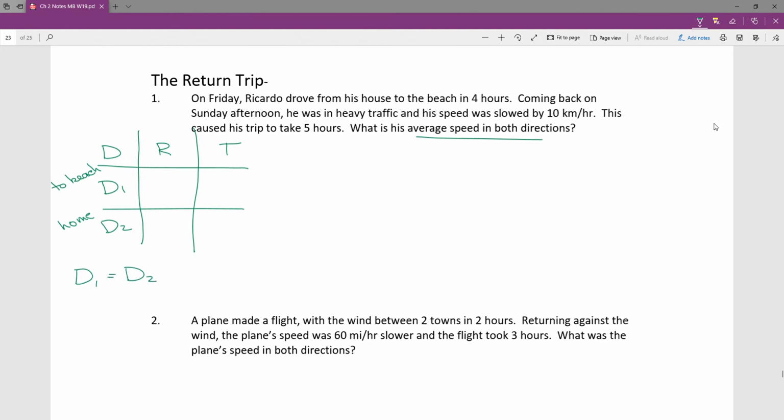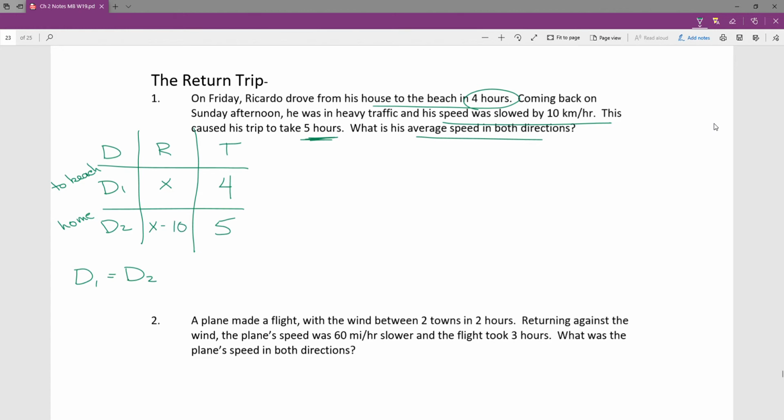So let's see what other pieces of information can be filled out from the question. So it goes from his house to the beach in 4 hours. So that would be the time, not the time o'clock, the time interval, how many hours, for him to go from home to the beach. Coming back, his speed is slowed by 10 kilometers an hour, and now it's going to take 5 hours to come back. So we don't know what his speed is, but we do know that his speed here is reduced by 10 kilometers an hour.